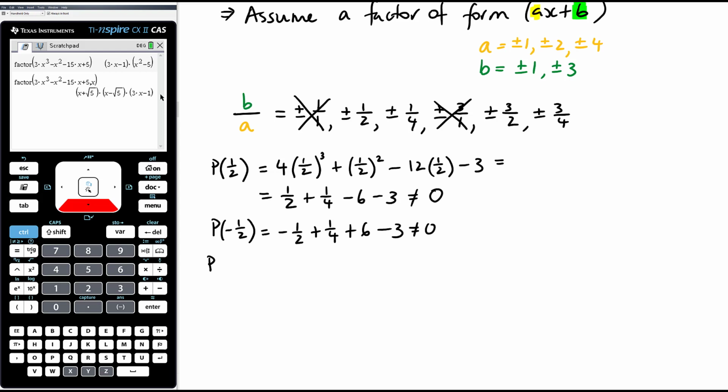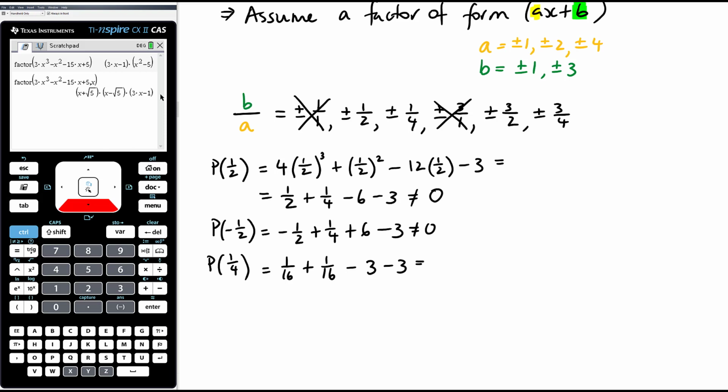All right, let's try p of 1/4. Let's see if we can do a bit in our head here. So we're going to have 4 times 1/4 cubed. Now 1/4 cubed, 4 cubed is 64, so it's 1 on 64. And we've got 4 times that, so it's going to be 4 on 64, which is 1 on 16. Okay, so it's going to be 1/16 plus 1/4 squared, which is also 1/16, minus 12 times 1/4, which is 3, and minus 3.